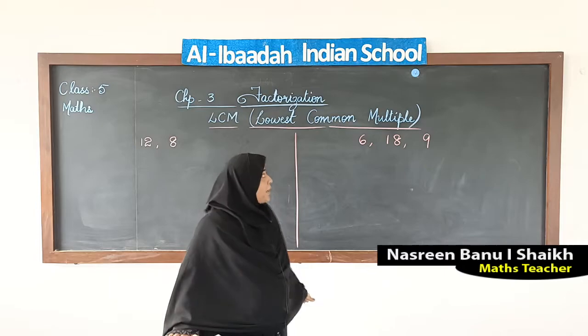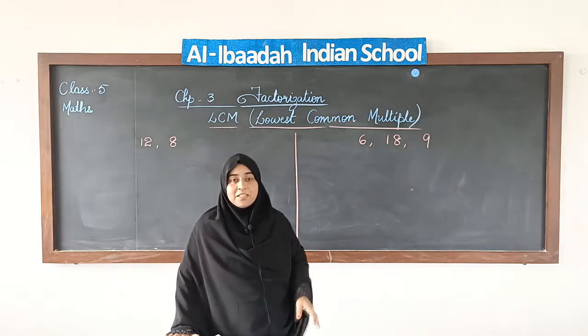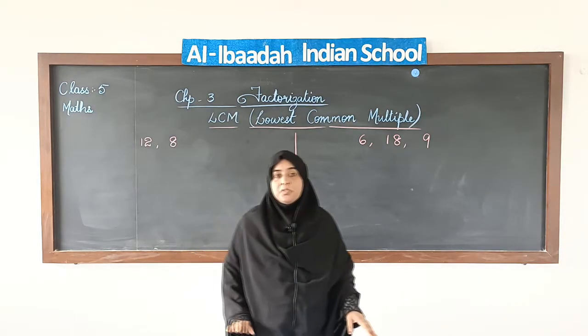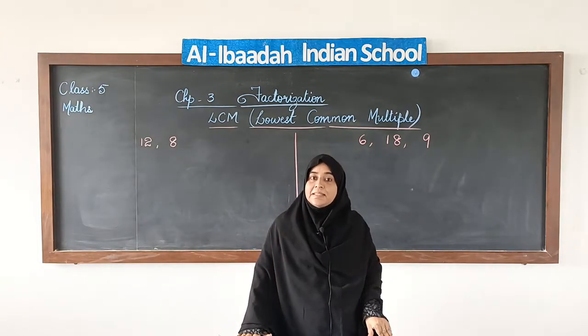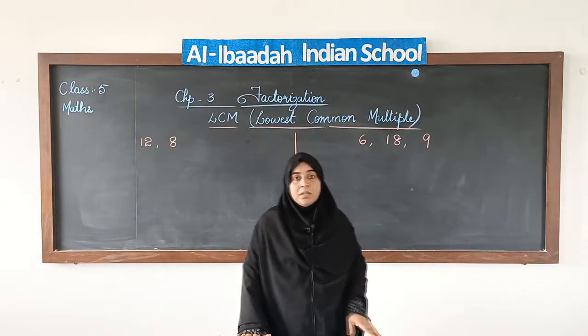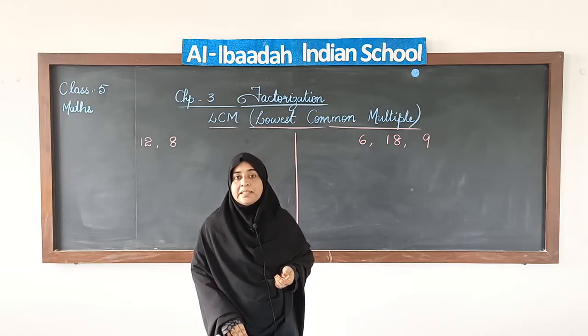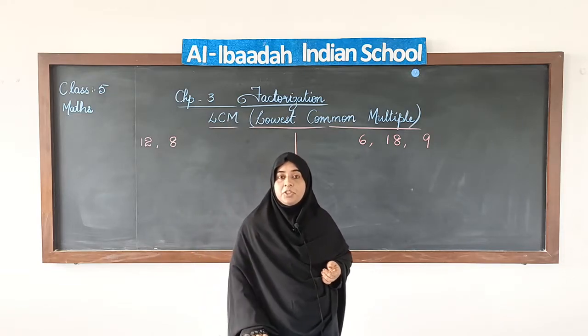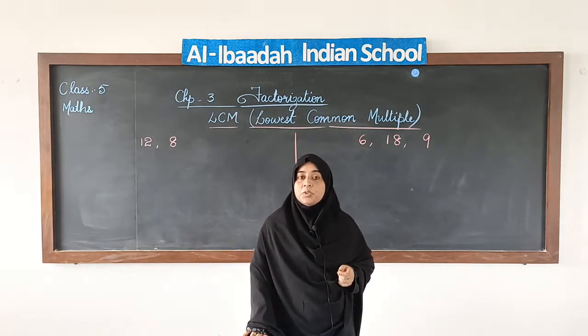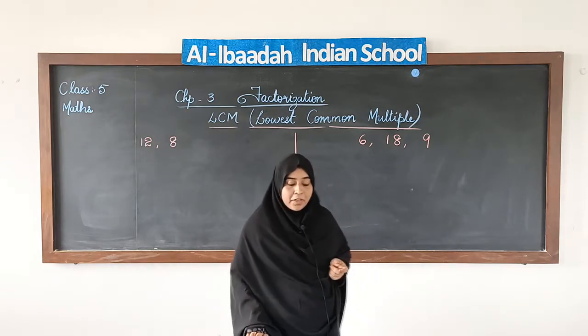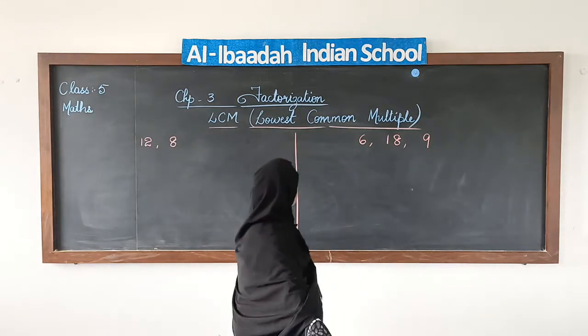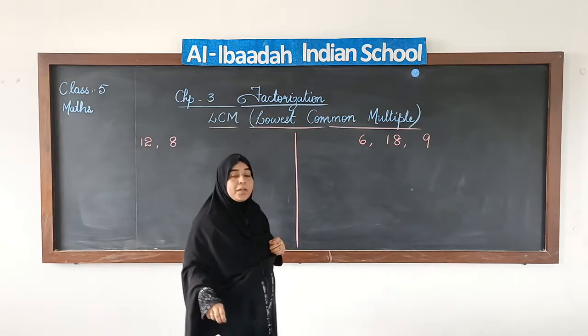We are once again back with our topic factorization. In our previous videos we have seen how we find the HCF, that is highest common factor, and before that we had seen how we do prime factorization using the division method. Today we are going to find out the LCM, that is lowest common multiple.